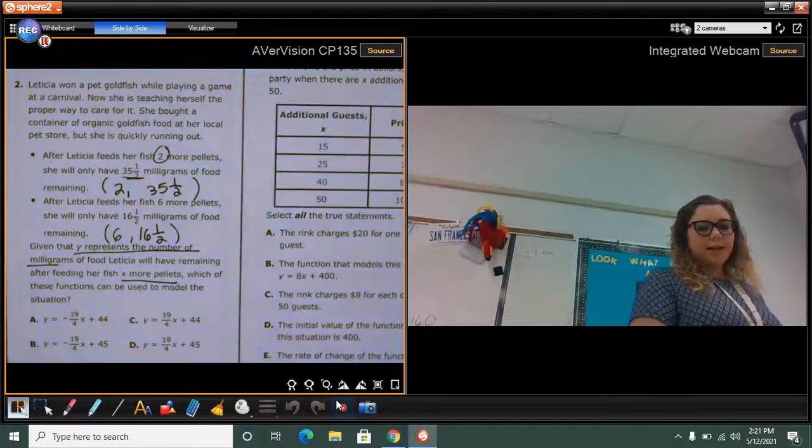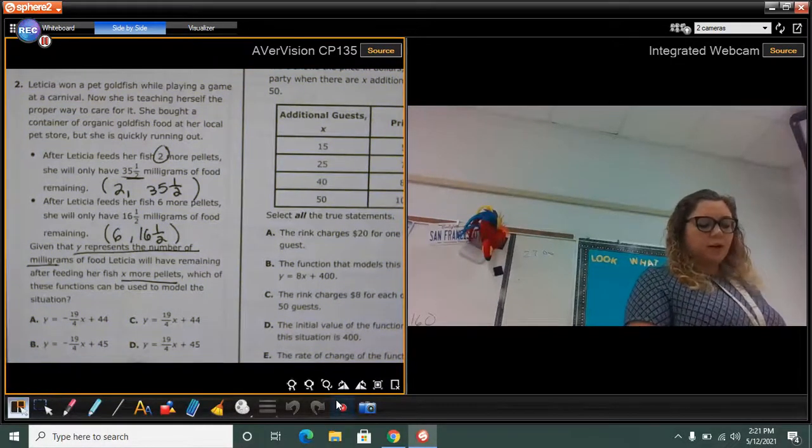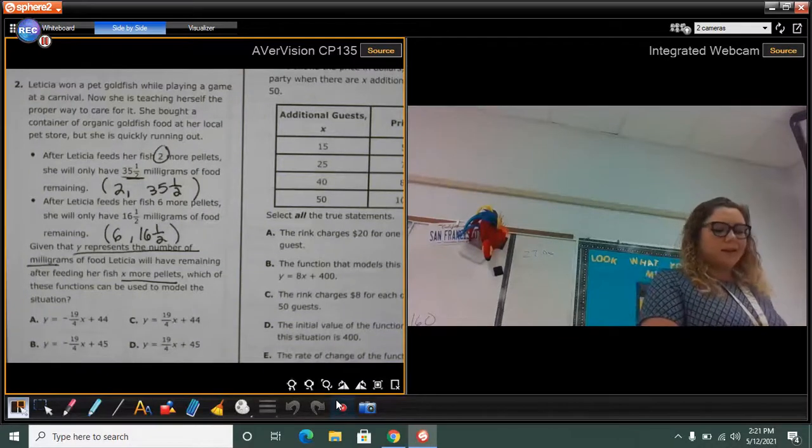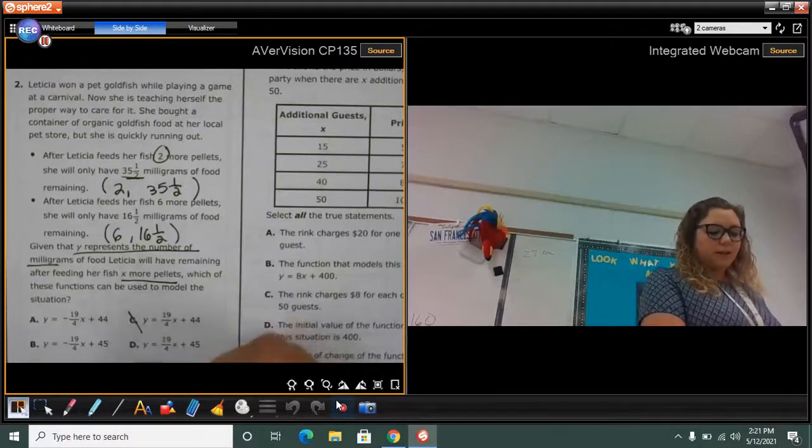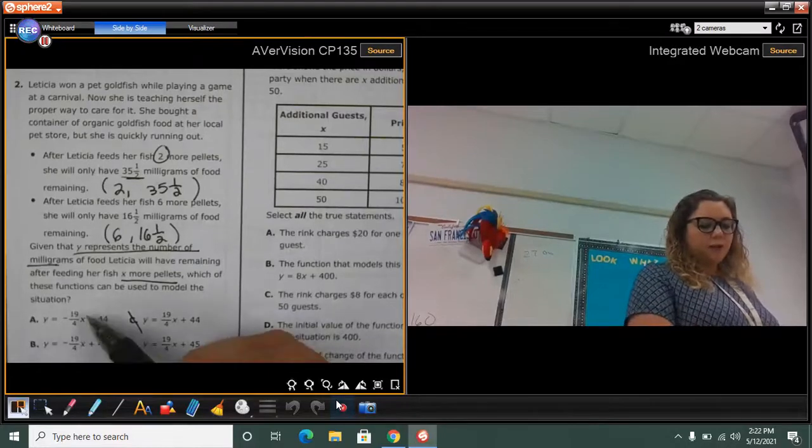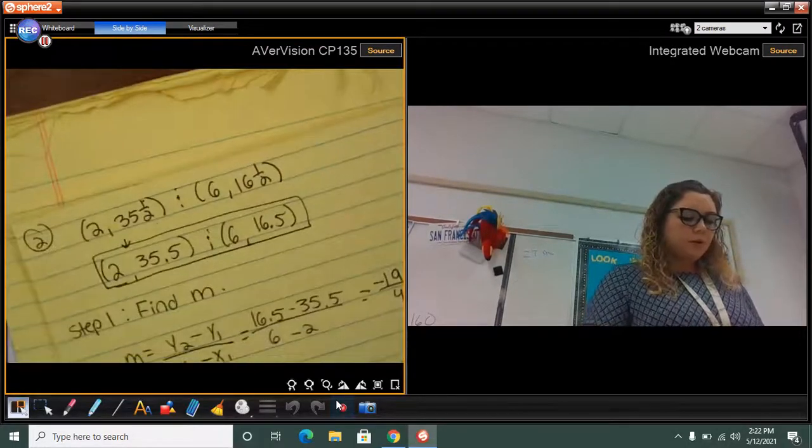So let's go back here. We can cross off all the ones that are not negative 19 over 4. So this is positive, this is positive. So now it's just between these two. Step 2.